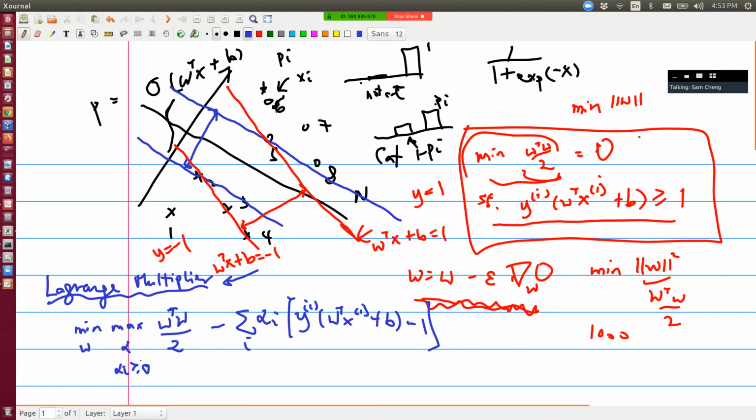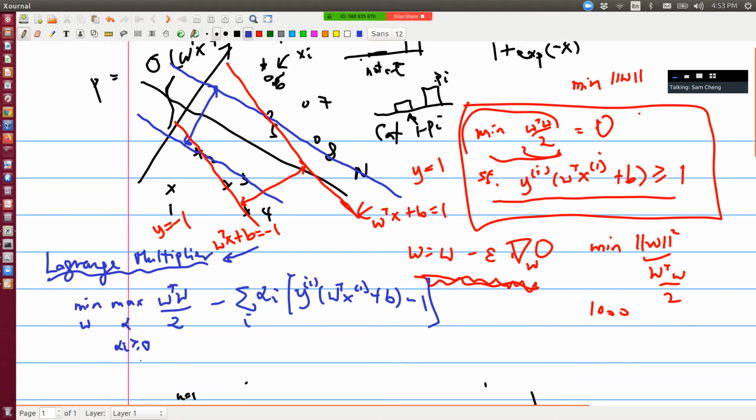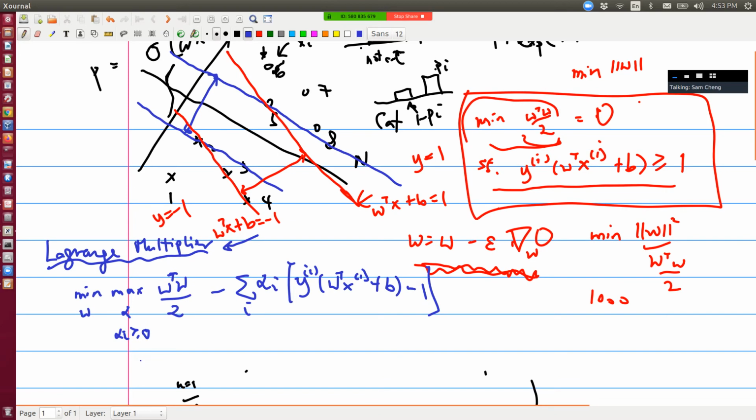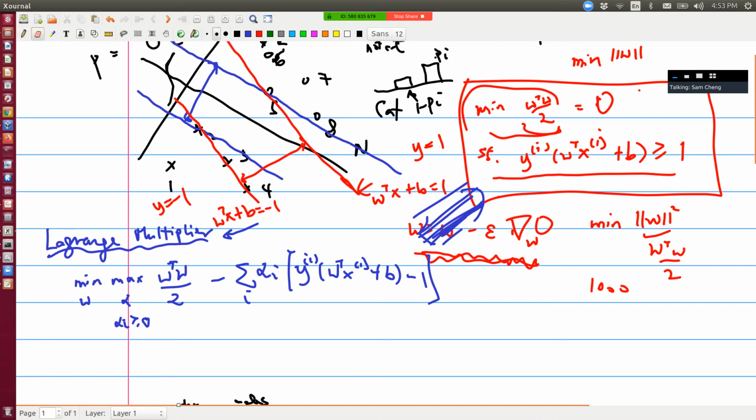Now let's see why I can do that. I am claiming that these two optimization problems are actually equivalent. Why is that? If you look at just this inner part, the inner optimization, I am trying to optimize over alpha i. This is the so-called Lagrange multiplier. I am optimizing over alpha i bigger than or equal to 0 here.